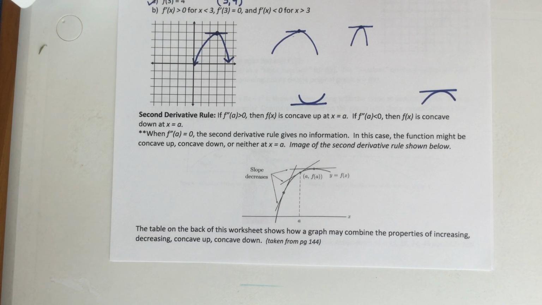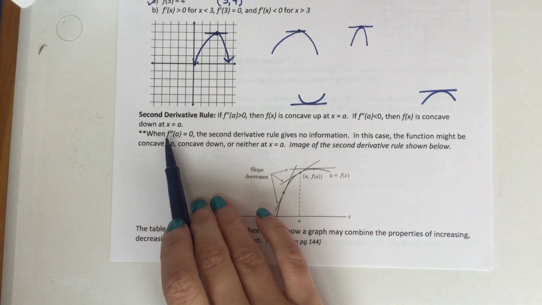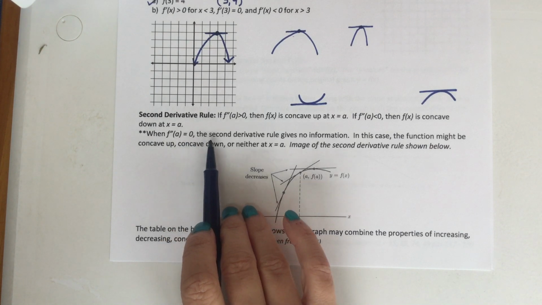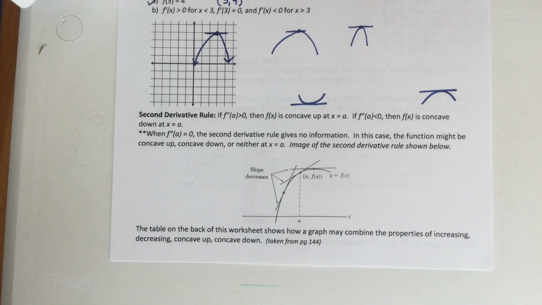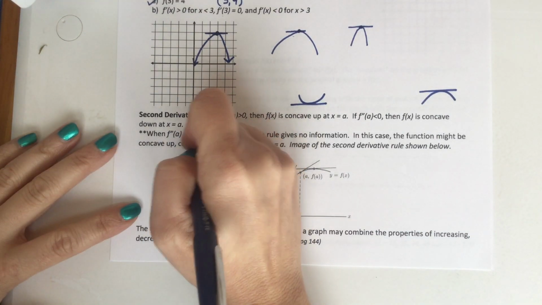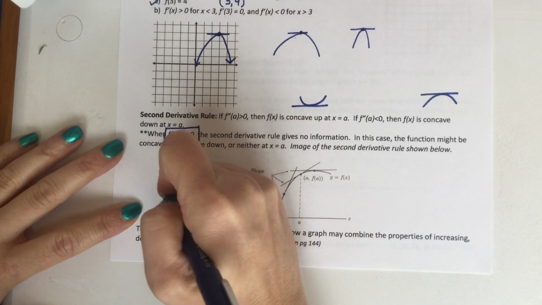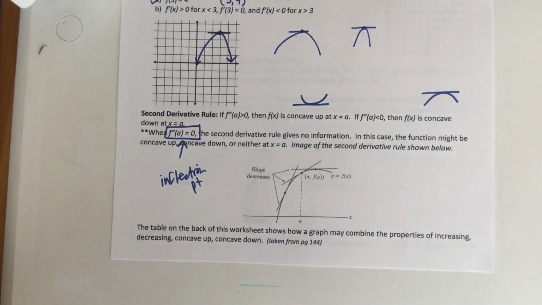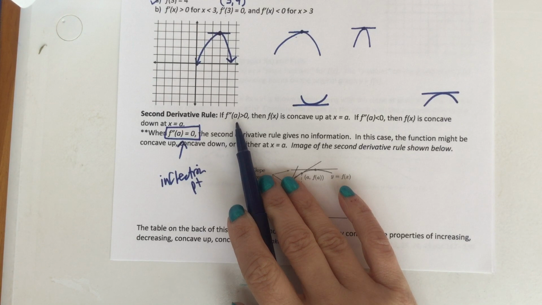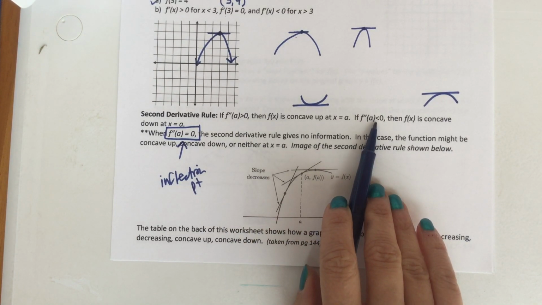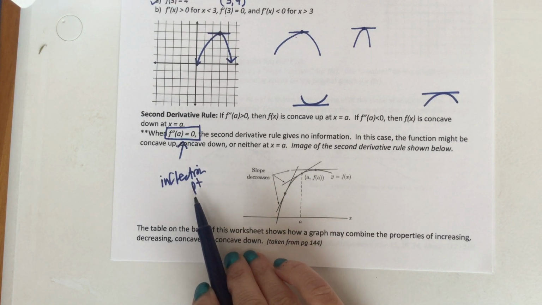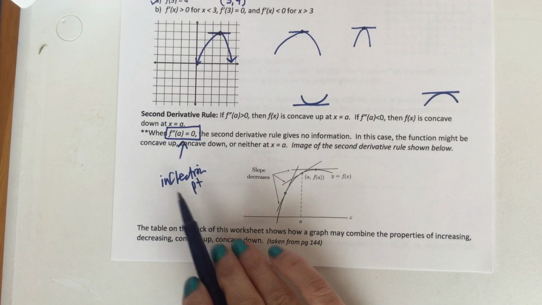So positive values, concave up. Negative values, concave down. If you have a second derivative and it equals 0, okay, it doesn't give us any information. So typically what this means, this is an inflection point, because the rule says if it's greater than 0, it's concave up. If it's less than 0, it's concave down. So what happens if it equals 0? They didn't tell us that. 9 times out of 10, it's going to be an inflection point, okay?